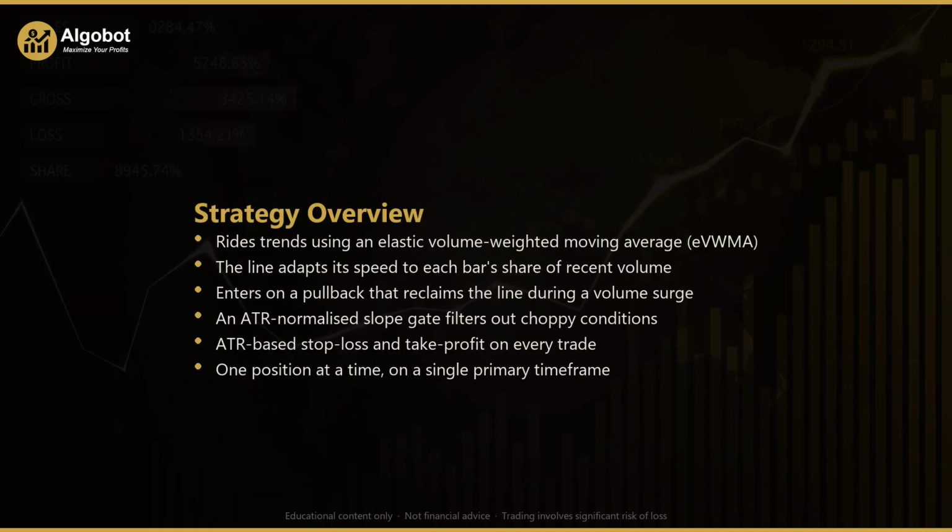Let's get started. So what exactly is the Elastic Volume Trend Rider, and what makes it different? At its heart is an indicator called the Elastic Volume Weighted Moving Average, or eVWMA. Most moving averages you've seen use either a fixed window, like a simple moving average, or a fixed smoothing factor, like an exponential moving average. The eVWMA does something more dynamic. Its adaptation speed is driven by volume, specifically by how large the current bar's volume is compared to the total volume, or float, of the recent past.